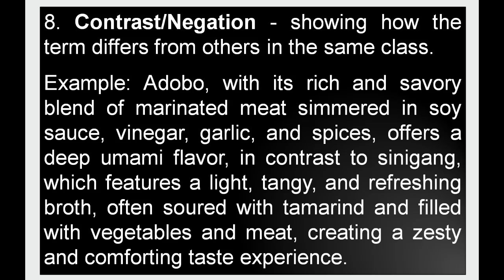This technique shows how the term that you are trying to define differs from others of the same class. Take a look at the given example. To define adobo, its ingredients and taste is being differentiated to the taste and ingredients of sinigang. The point of contrast and negation is to emphasize the difference of two terms of the same class. Like in this example, both terms adobo and sinigang are examples of Filipino dishes.